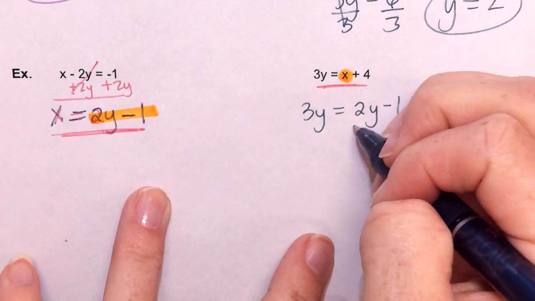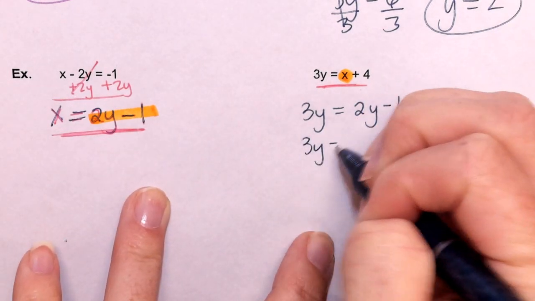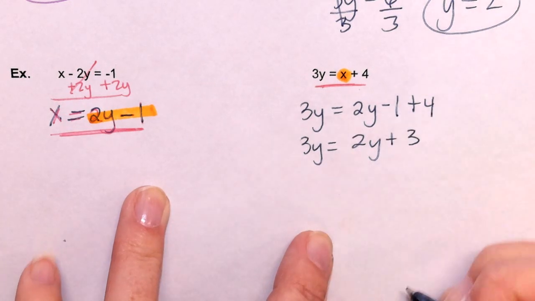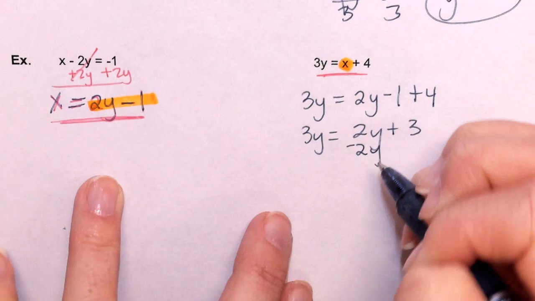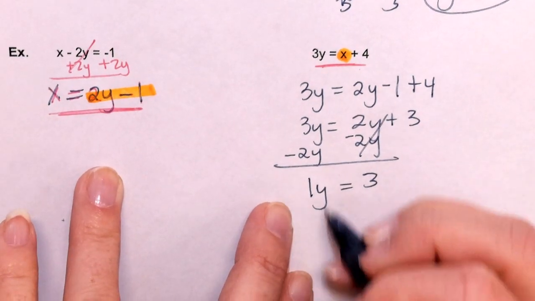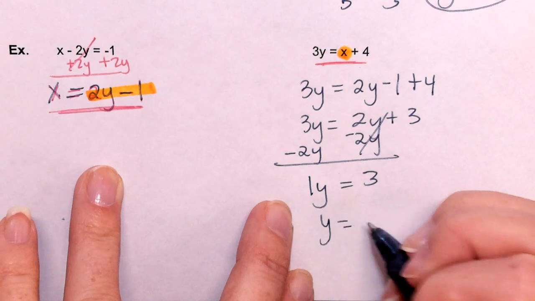All right, so I'm going to combine like terms. What's a negative 1 plus 4? Plus 3. And I'm going to subtract 2y. I have 1y equals 3. Well, that's just y equals 3.